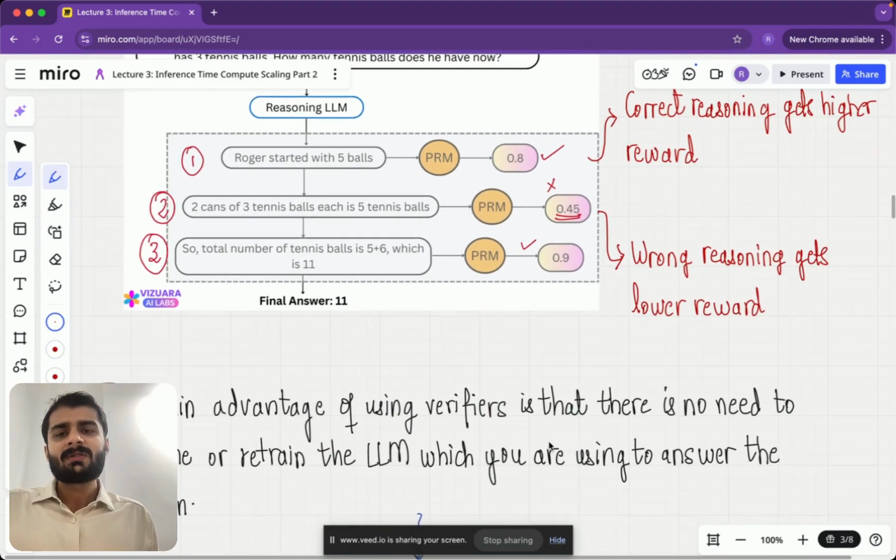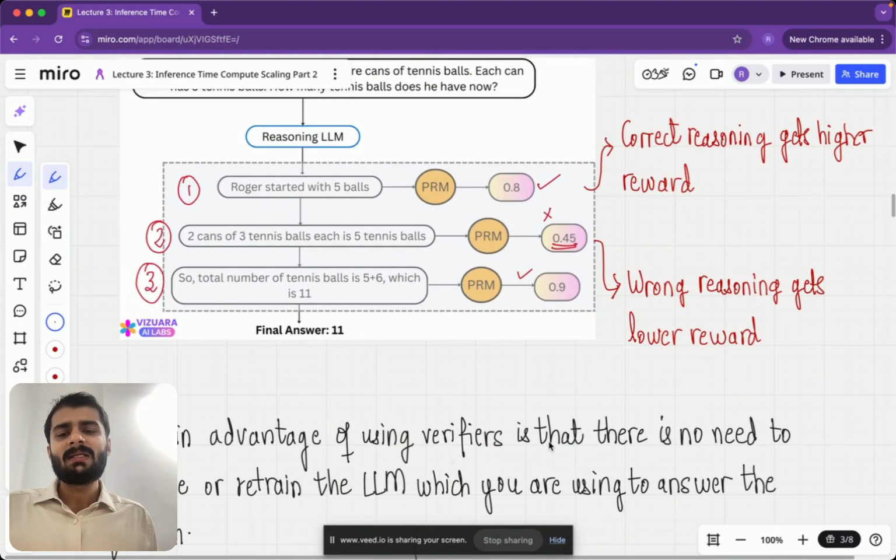The main advantage of using verifiers is basically there is no need to fine tune or retrain the LLM which you are using to answer the question. So, whenever we are working with reasoning models, whichever reasoning models you see in practice, whether it's O1, DeepSeek, etc., it is likely that these reasoning models, before they give you an answer, a verification layer has been added where there is a process reward model that is evaluating the answers and it is giving you the answer which has the best possible reasoning path.